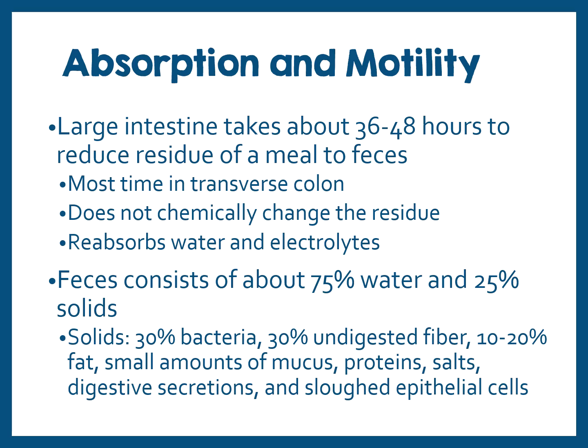Your feces is going to be about 75% water and 25% solid. So what's going to make up these solids is mostly bacteria and undigested fiber, about 30% bacteria, 30% undigested fiber. 10 to 20% is going to be your fats, and then there'll be a really small amount of mucus from those goblet cells, some proteins, and some non-reabsorbed salts, along with those digestive secretions. And there's going to be epithelial cells that are just dying and get sloshed off of the surface of the epithelial membrane, and then those will be excreted in the feces as well.